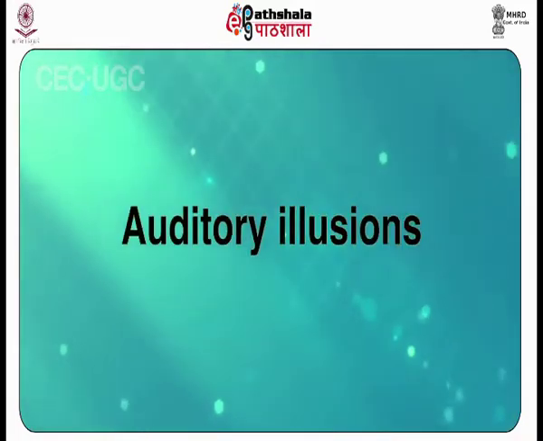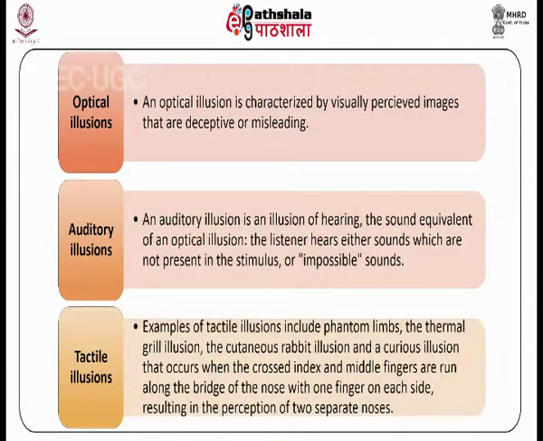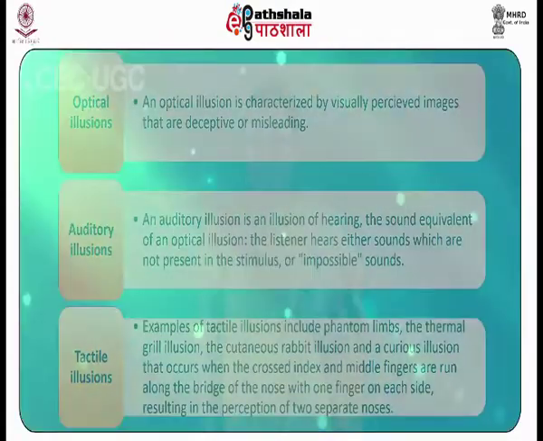Let's move on to the next type of illusion, which is the auditory illusion. An auditory illusion is an illusion of hearing. The sound equivalent of an optical illusion, that is, the listener hears either sounds which are not present in the stimulus or impossible sounds. In short, audio illusions highlight areas where the human ear and brain, as organic, makeshift tools, differ from perfect audio receptors, for better or for worse. One example of an auditory illusion is a Shepard tone.